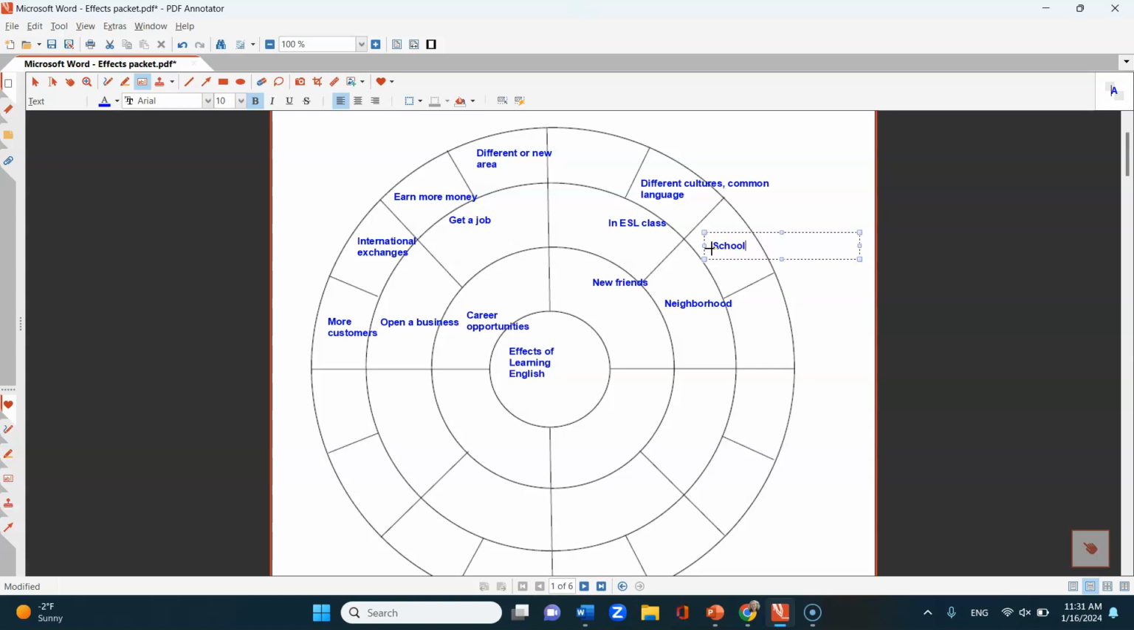Or maybe in the school for the children, if you have children, okay? Or maybe in the gym or something like that, okay? More friends outside of school in the community, okay? And because you can speak English, you can communicate together, okay? So we would continue like this. I'm going to give another example here.